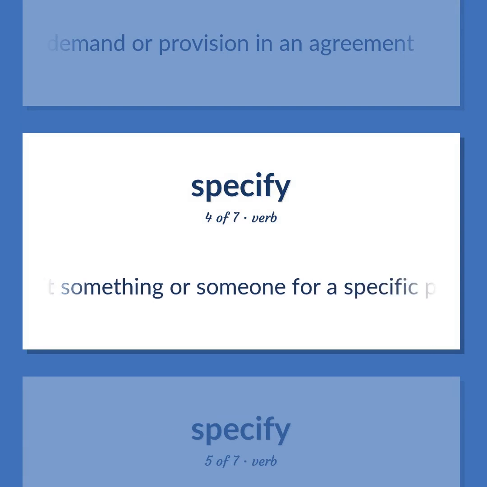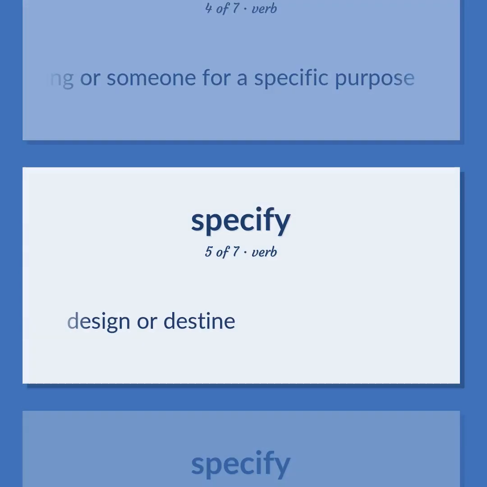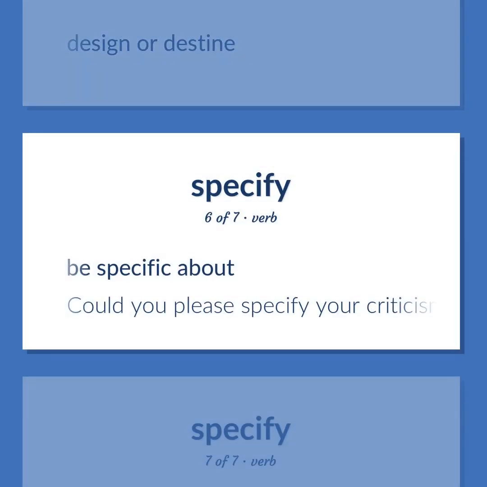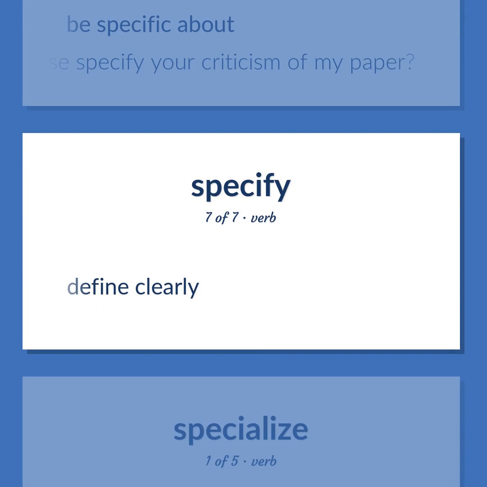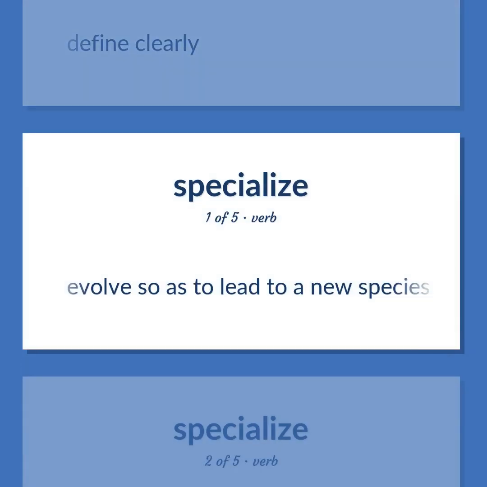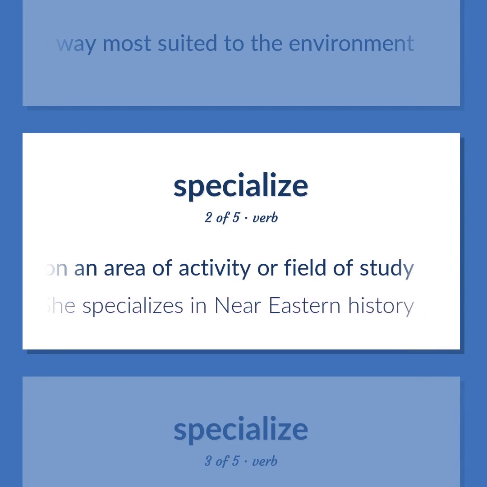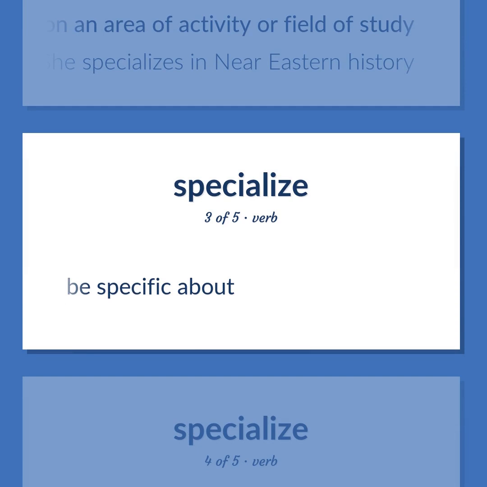Select something or someone for a specific purpose. Design or destine. Be specific about. Could you please specify your criticism of my paper? Define clearly. Evolve so as to lead to a new species or develop in a way most suited to the environment. Become more focused on an area of activity or field of study. She specializes in Near Eastern history. Be specific about.